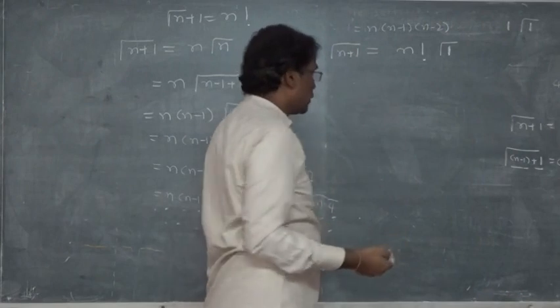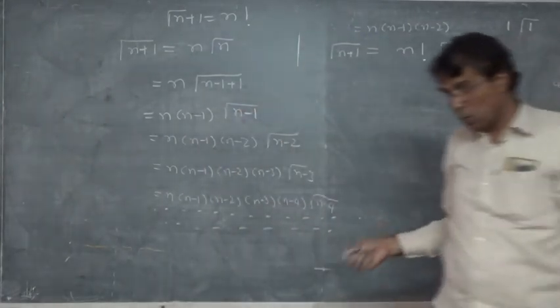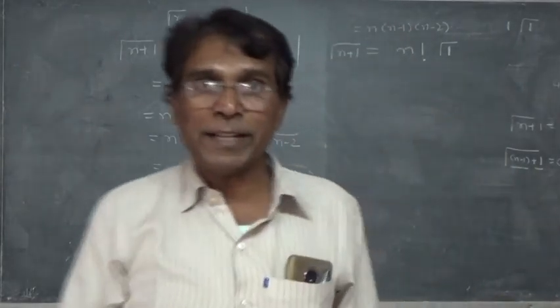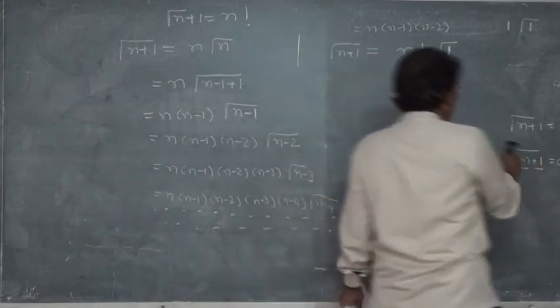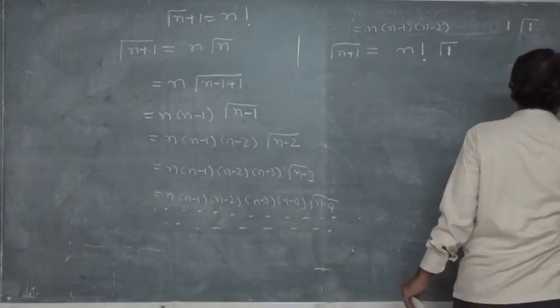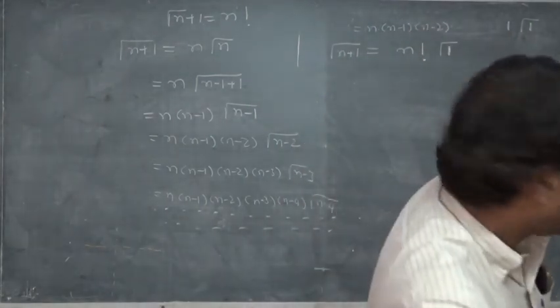Gamma n plus 1 is equal to n factorial into gamma 1. Now the question is, what is the value of gamma 1? Now we shall find that one.